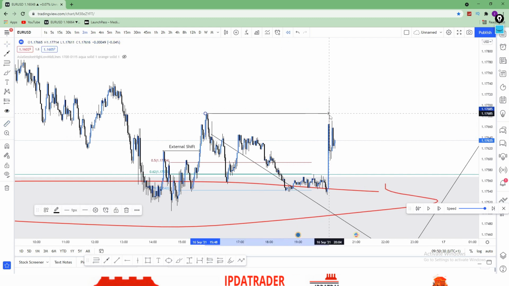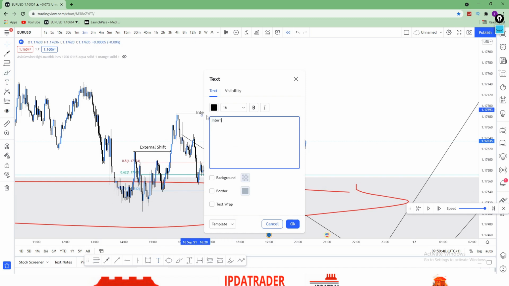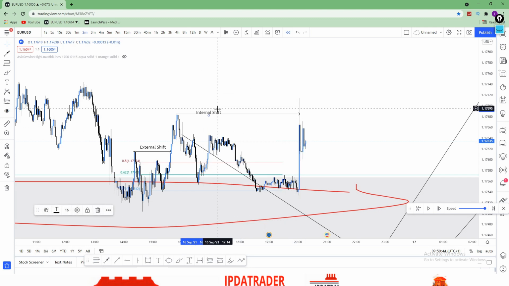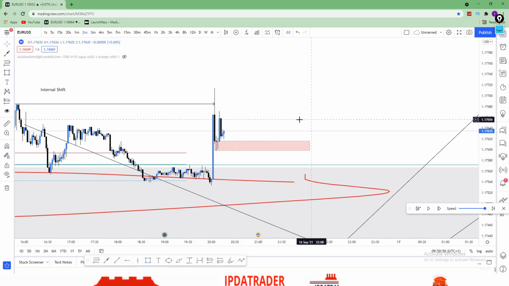What do we see at this point? Well, we see that we actually shifted, right? We respected the low, we shifted externally, we retraced down, we shifted internally. We have a valid shift. Internal shift. So let's continue. I would now be sort of looking for points of interest to execute my buy positions, right? I would tell myself this is a point of interest. This is a point of interest.